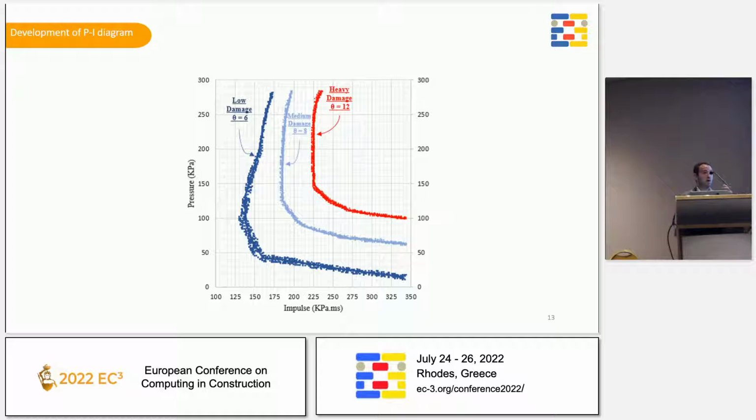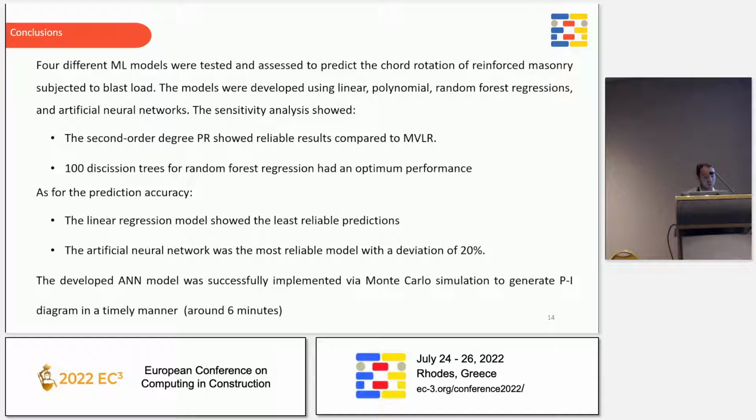We used the artificial neural network to develop a PI diagram where, after simulating the blast load, we used it in a sort of Monte Carlo simulation, where we input different P and I values for any specific wall, and using Monte Carlo simulation we can calculate the theta or the chord rotation of the wall, and from these calculations we can get the whole curve of the PI diagram. As for time, one curve of a PI diagram would take around 6 minutes. However, when we used conventional finite element modeling, it can take several hours, depending on the accuracy and the type of model that we are using. So that's one of the interesting things that we discovered using machine learning for this database.